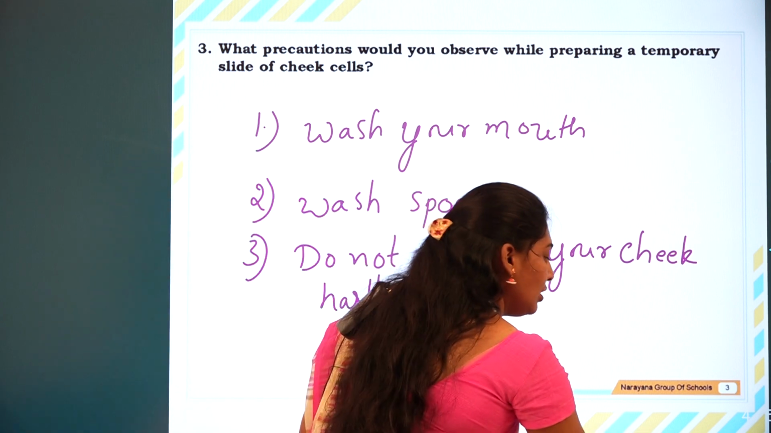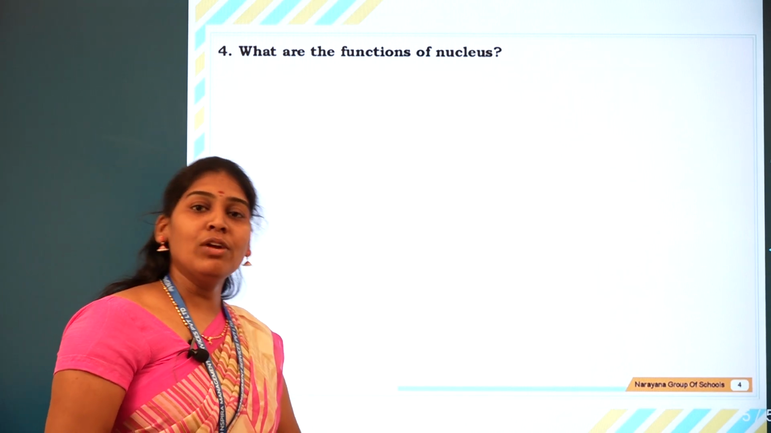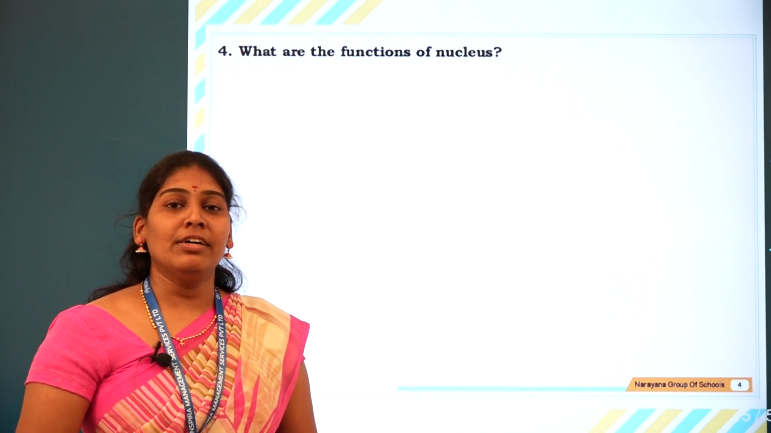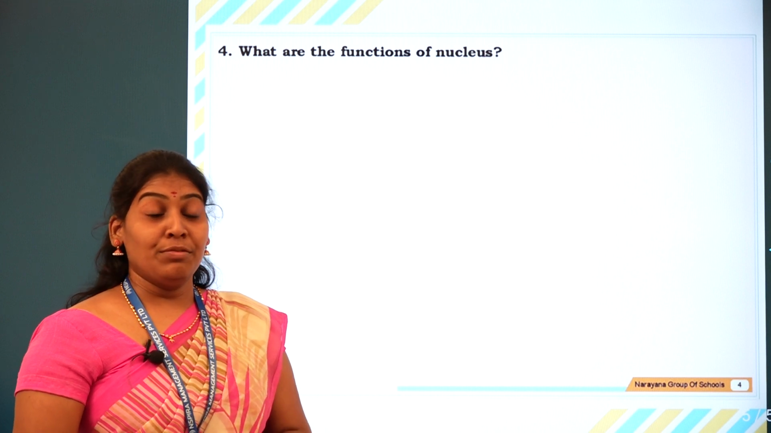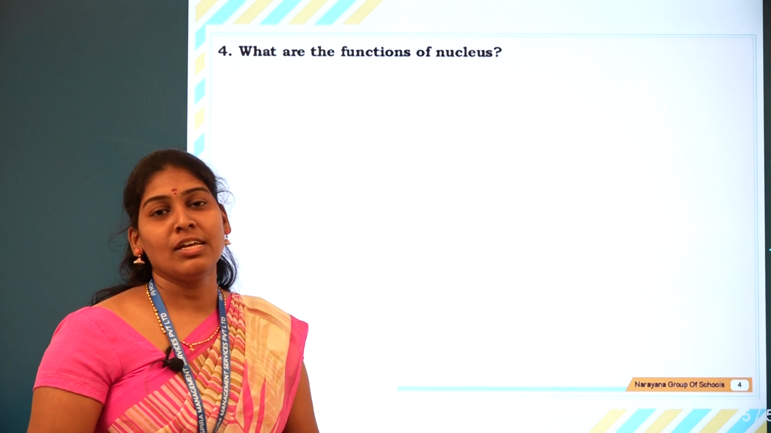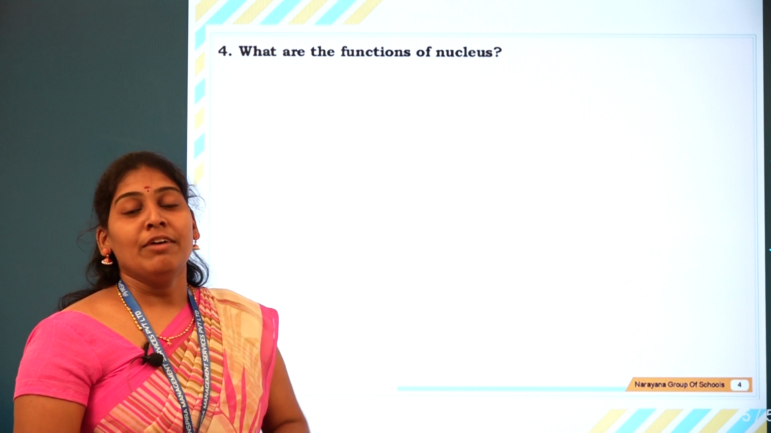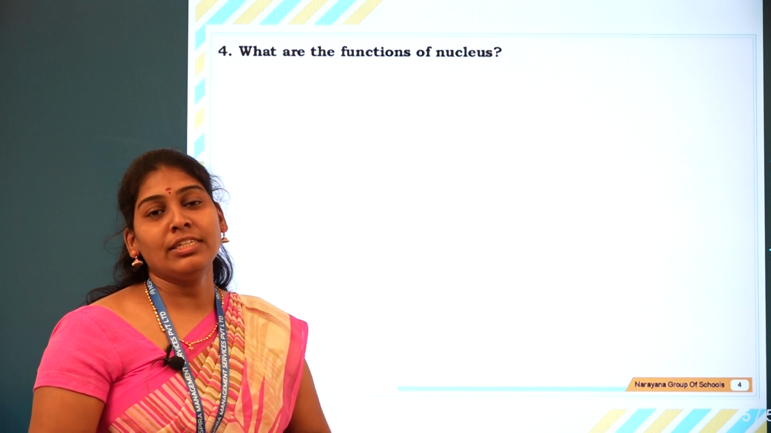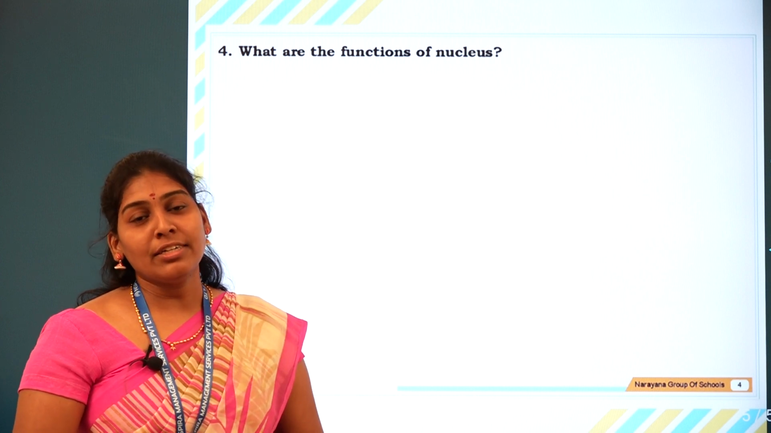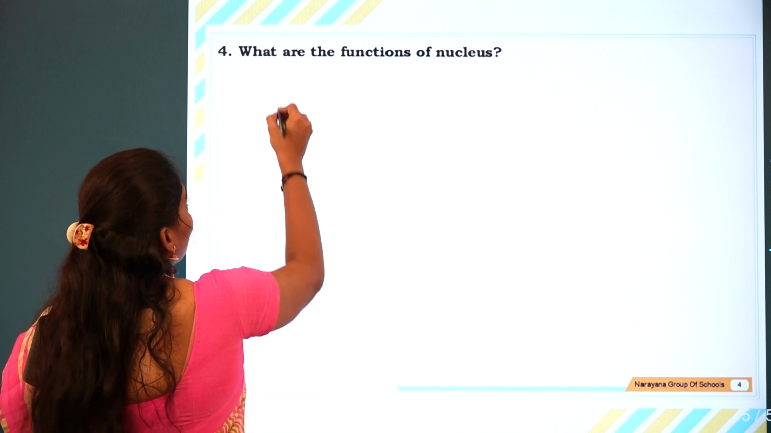Okay. Next question we are going to discuss. What are the functions of the nucleus? Here the nucleus is a cell organelle. We can call it the king of the cell, and it controls all the functions, and it carries the heritable matter. What is there inside this nucleus? As we have discussed in earlier classes, the thread-like fibers which carry the heritable matter are chromosomes. Let us discuss this point by point.